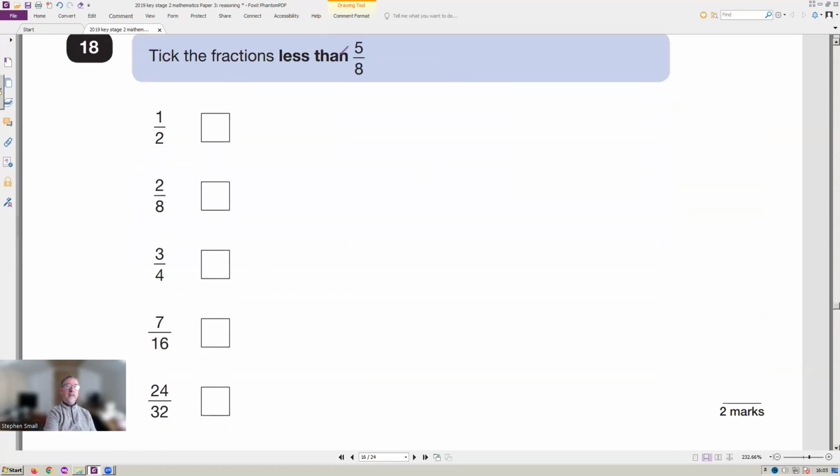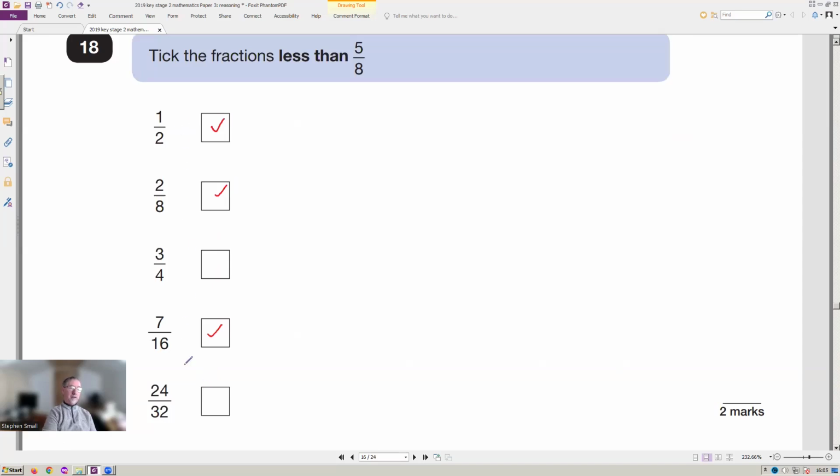Tick the fractions less than 5/8. Well, I can see that half is less. 2/8 is a quarter. 3/4 is bigger. 7/16 is smaller. 24/32 I think is a 3/4.